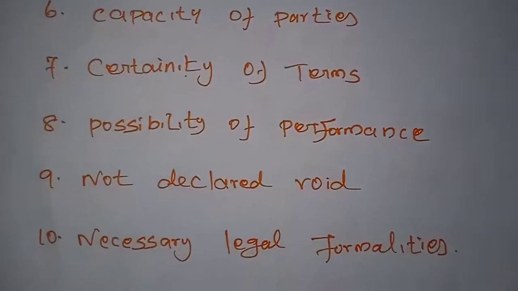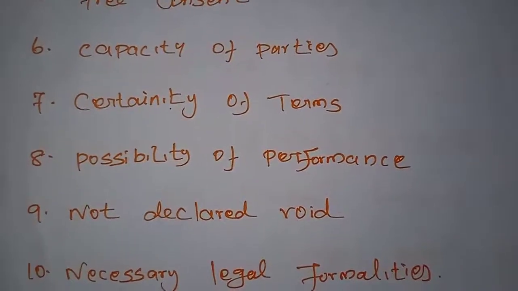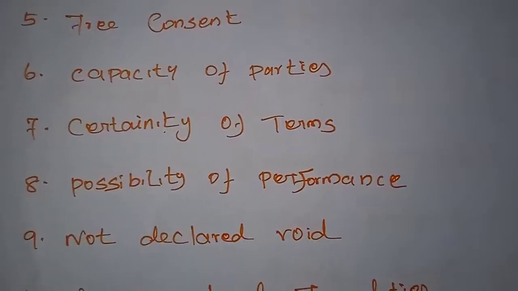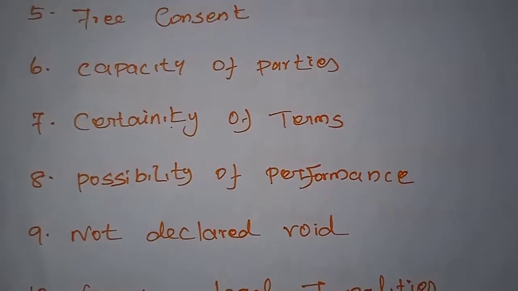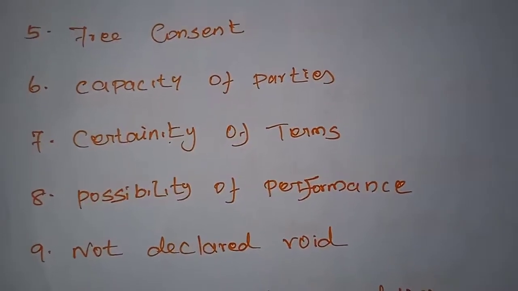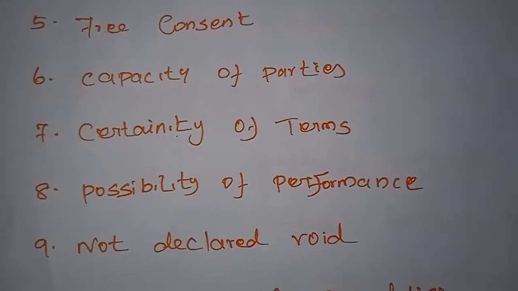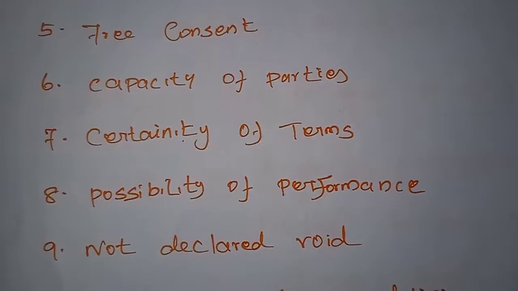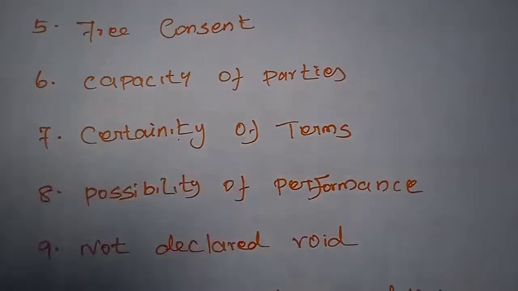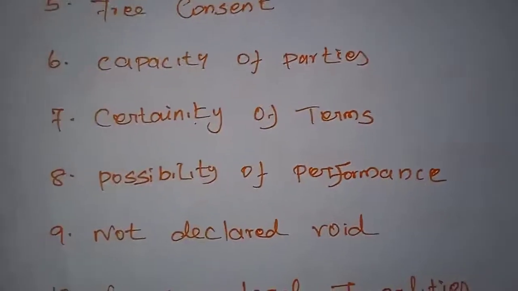Next, the certainty of terms. The agreement should be clear to the parties of the agreement. The agreement must be very precise. For example, A informs B that A agrees to sell a car to B, and at the same time A has four cars. Here A must be clear about which car he is going to sell to B. If he does not mention it clearly, the certainty of terms is considered not clear.